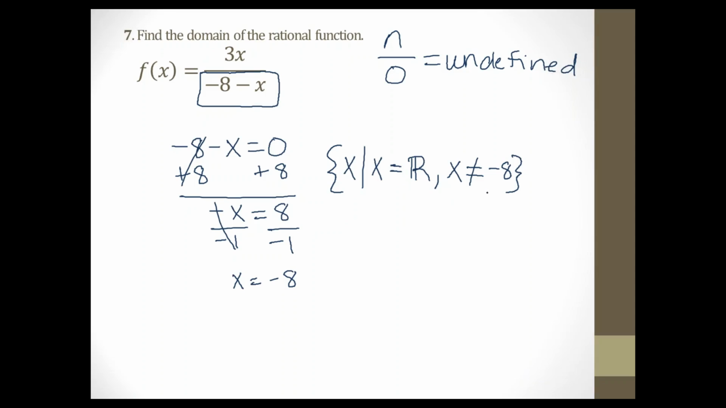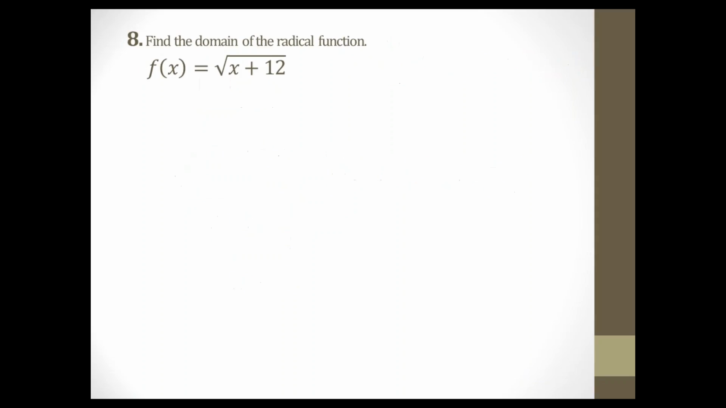If you have a variable in the denominator, we want to figure out what would make that denominator equal 0 and exclude that from our domain. The other scenario is if you have a square root. So we do have a square root here. So we're only talking about the real number system for our domain.